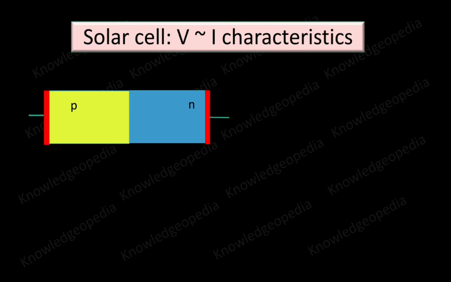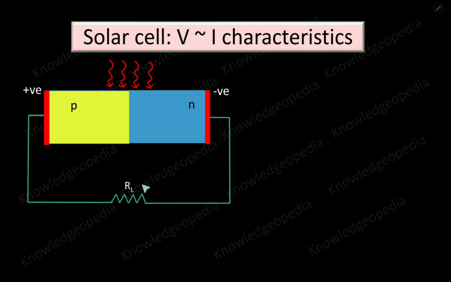Now coming to the VI characteristics, this is P side, N side, and these are the metal contacts. When sunlight falls on the solar cell, we have seen that the P side develops a positive potential and N side develops a negative potential, and hence there is a potential difference between the P side and N side. And when we are connecting some load to the solar cell, a current flows through the device, right?